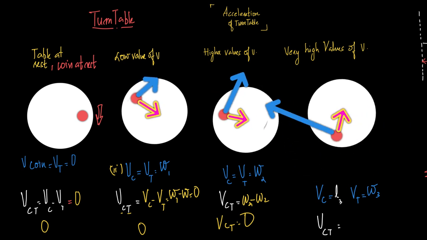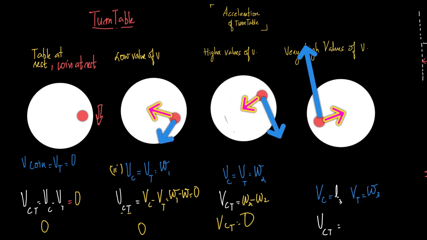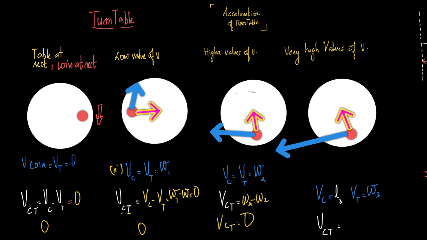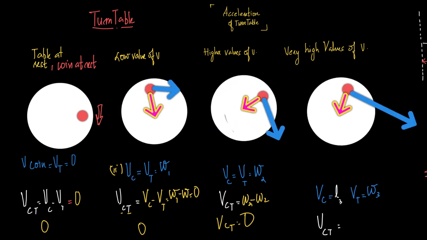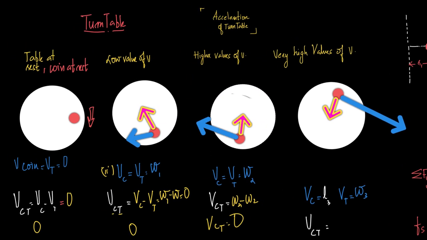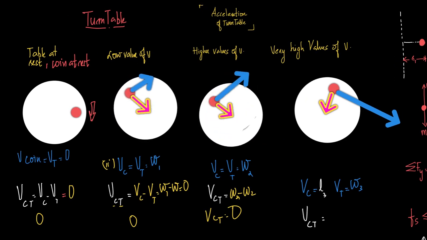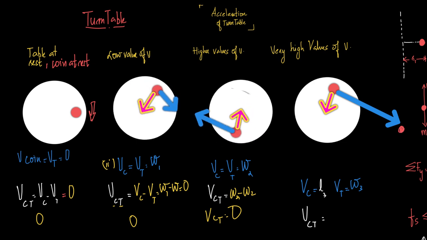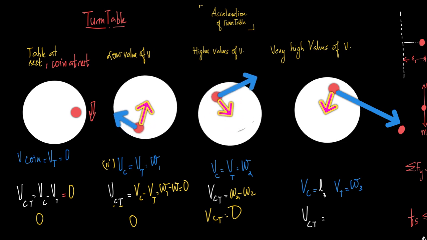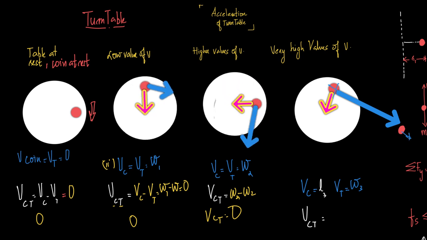Now let us see for very high values of v. What will happen for these very high values of v? We need to understand that at some point of time, this velocity would result in the coin being displaced from the table, right? The coin will now be displaced from the table. Let us say the coin has reached this point. The coin is no longer here on the table. It has left the table, right? The coin is moving away with some velocity.